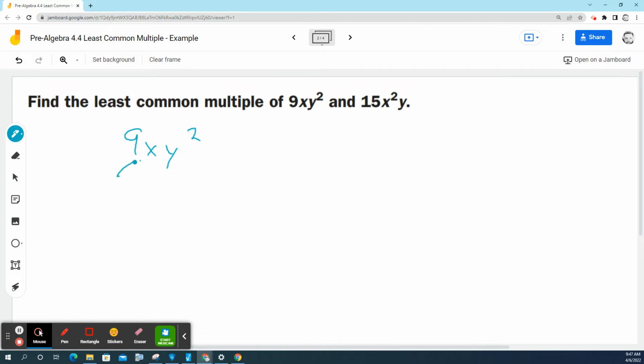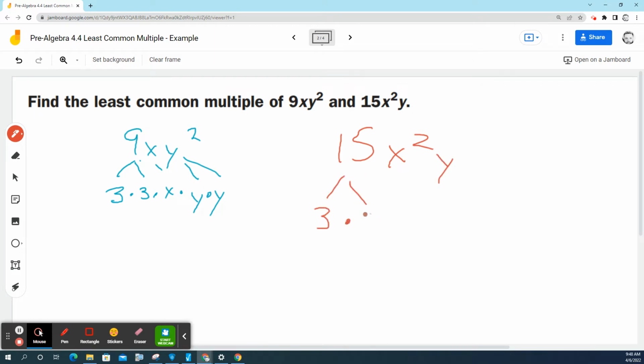We get that the prime factorization of 9 is 3 times 3, and then we multiply by x, and then we multiply by y times y, okay? And then for the next one, we can do the same thing. We're going to say 15x squared. The prime factorization of that is 3 times 5, okay? Times x, right? Because x squared is x times x.